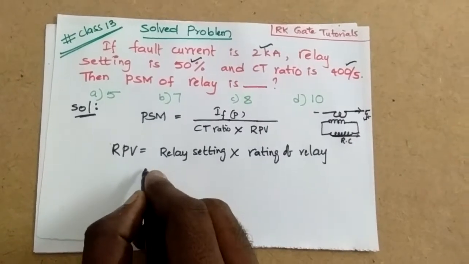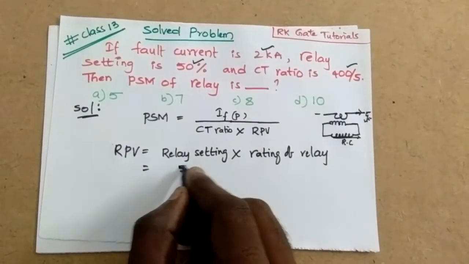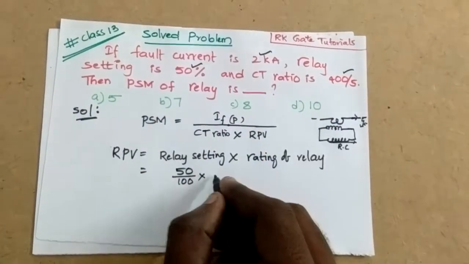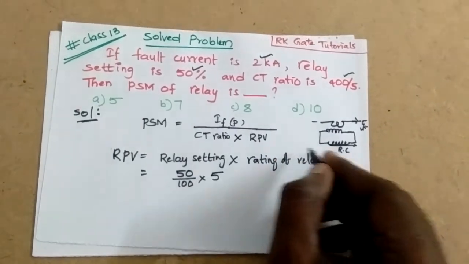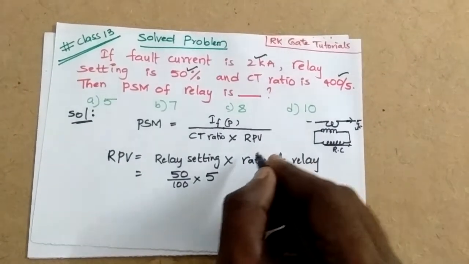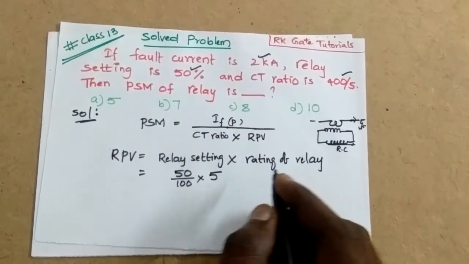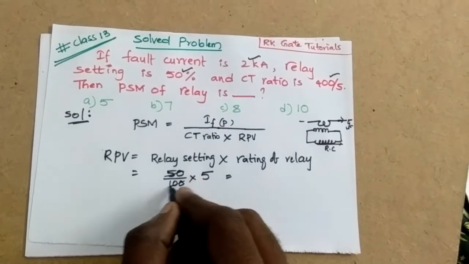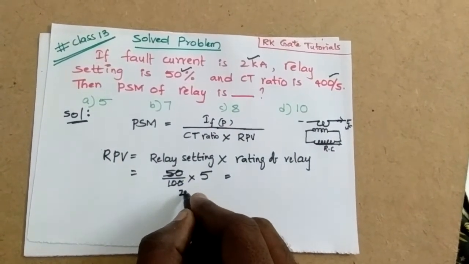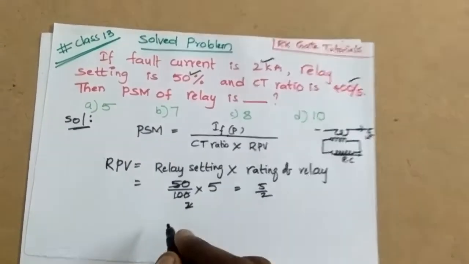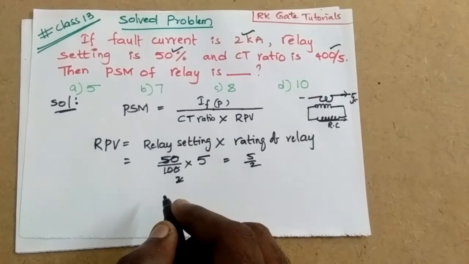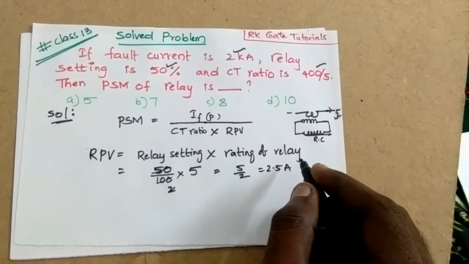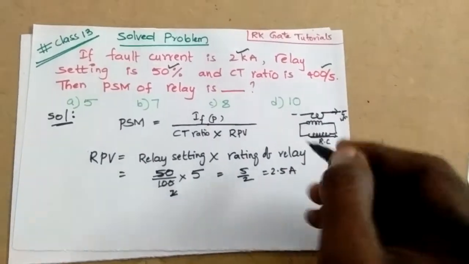So the relay setting is 50%, so 50 by 100 multiplied by the rating of the relay, which is on the secondary of the CT, that is 5. This is the note here: the rating of the relay is taken as the secondary of the CT. Now if you calculate, it is 5 by 2, nothing but 2.5 amperes, which is the relay pickup value, meaning above this value the relay is expected to operate.